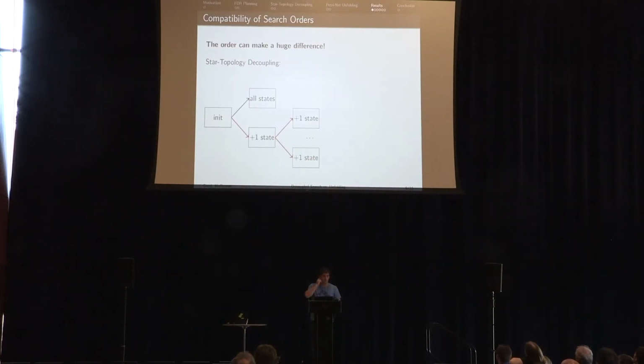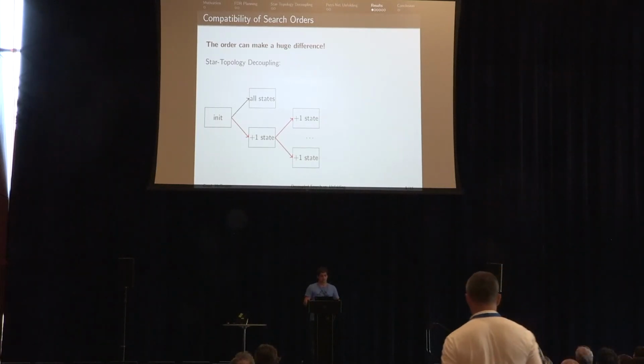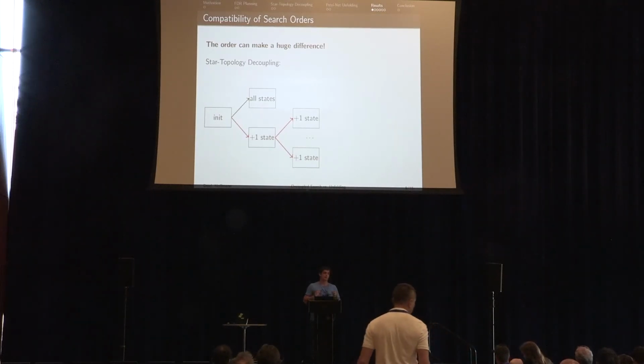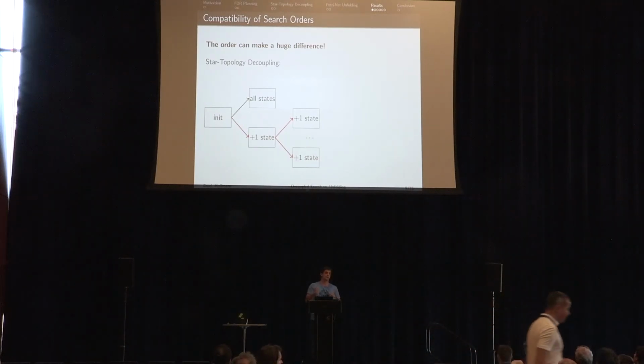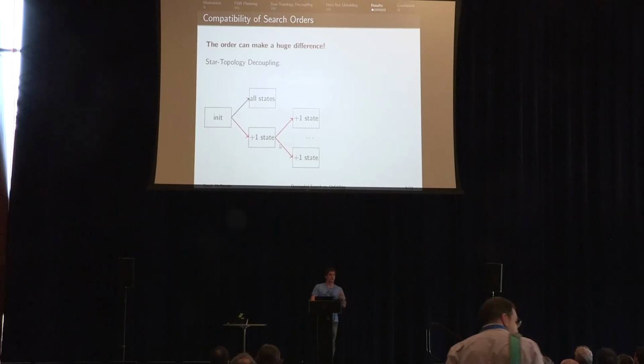Okay, so let's get to our results. Something that's really important is the search order, because as I tried to explain already before, it highly matters in which order you expand states, because the outcome state may represent different numbers of explicit states.